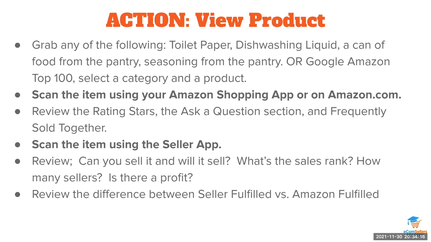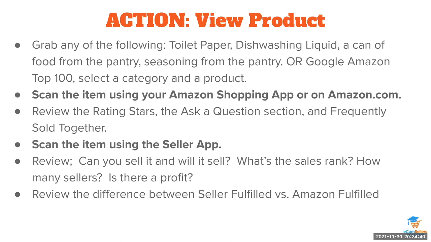Sales rank is going to tell us what? It's going to tell us how fast this item is selling. So that's your sales velocity. How fast is it moving? How many sellers are on the listing? When you're pulling up whatever it is you got out of your cabinet, your bathroom, your kitchen, or your office, you can scroll to the side and see how many sellers are on the listing.